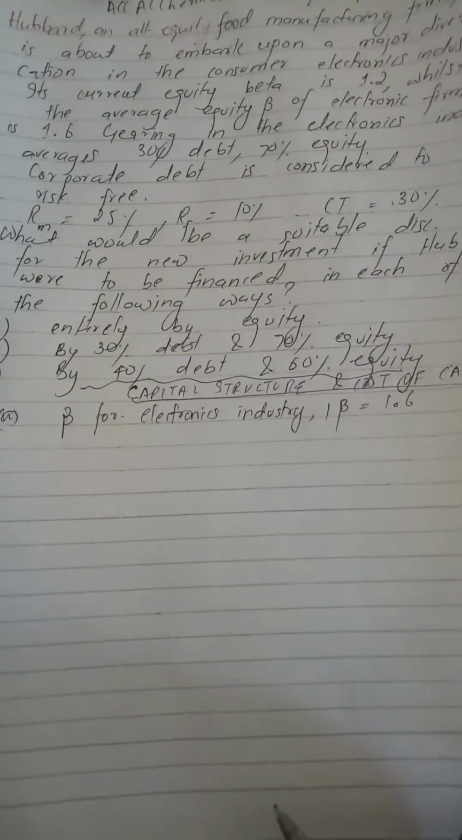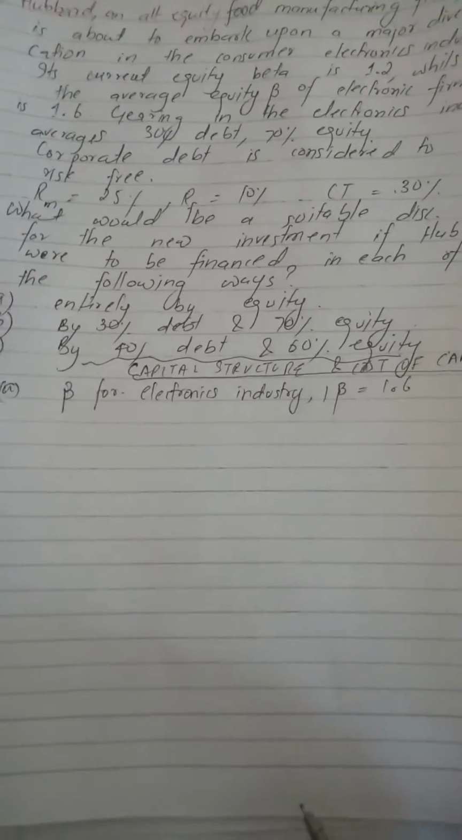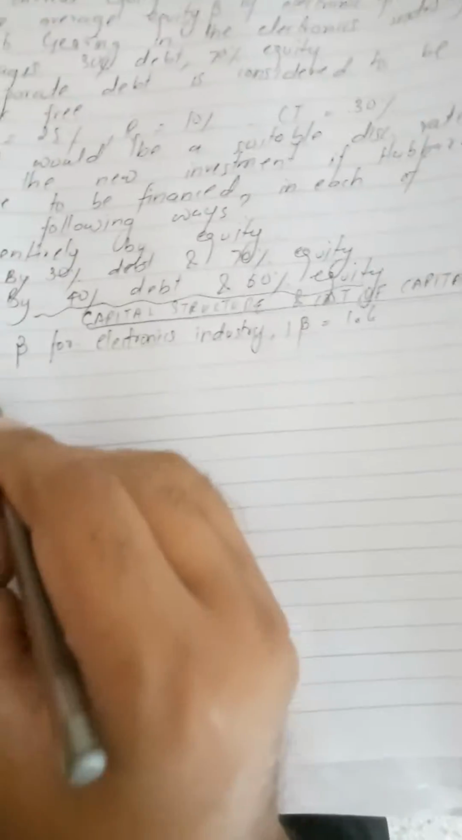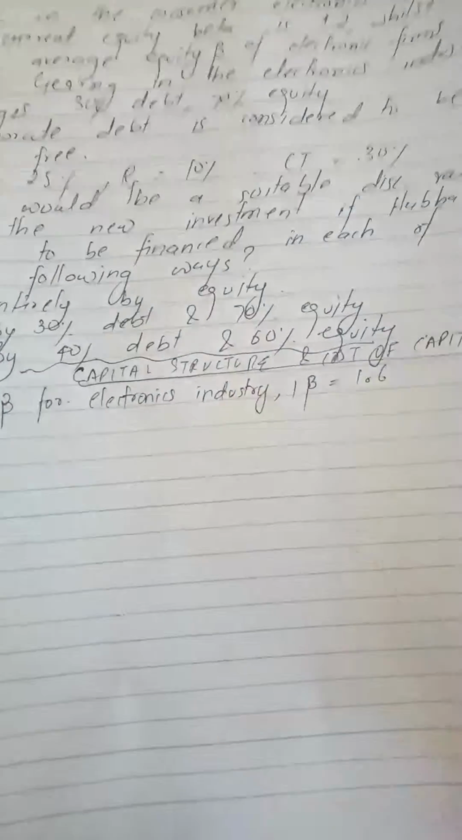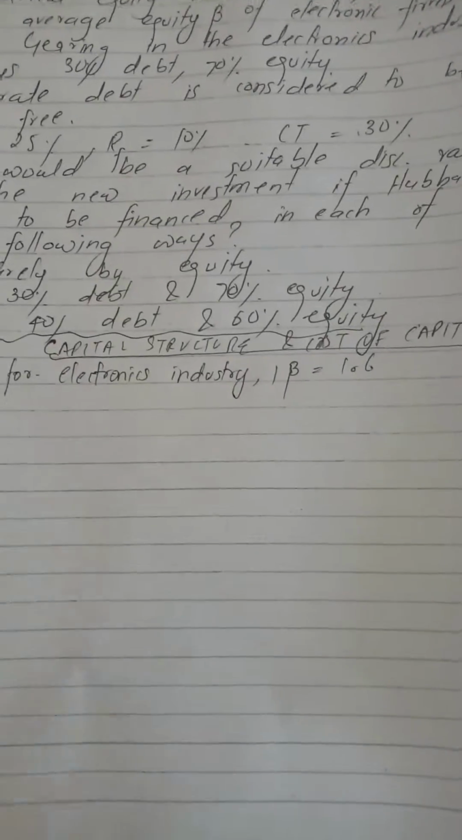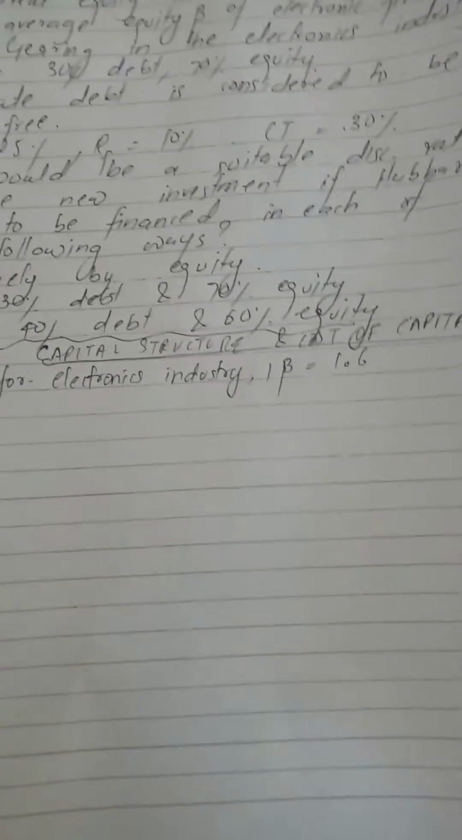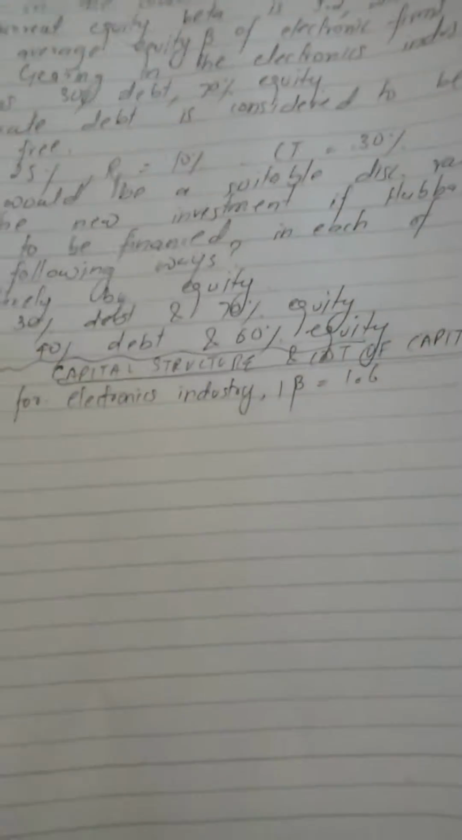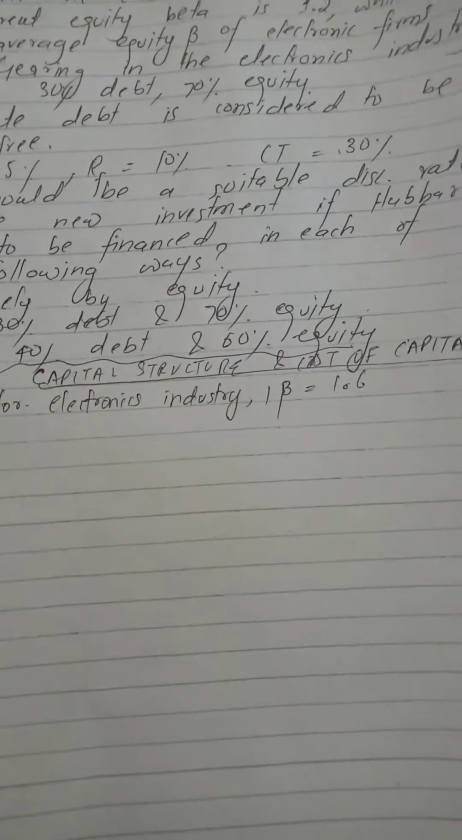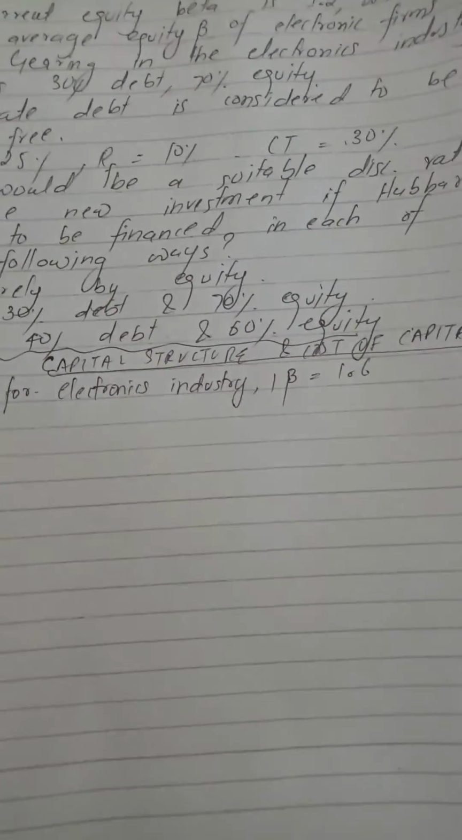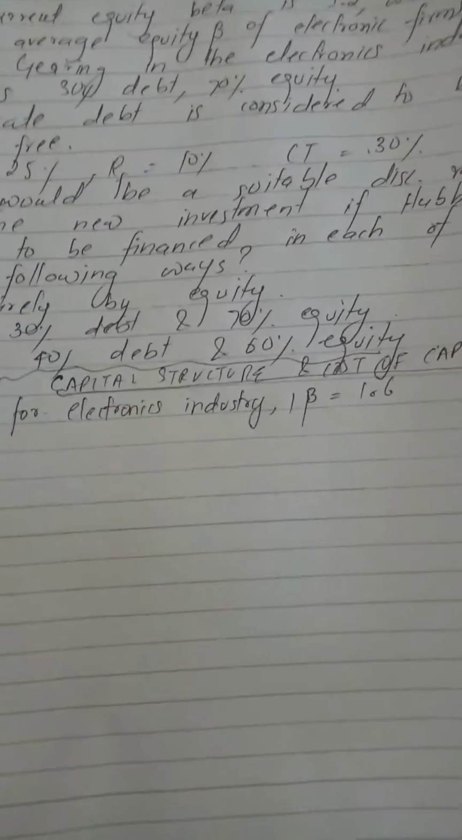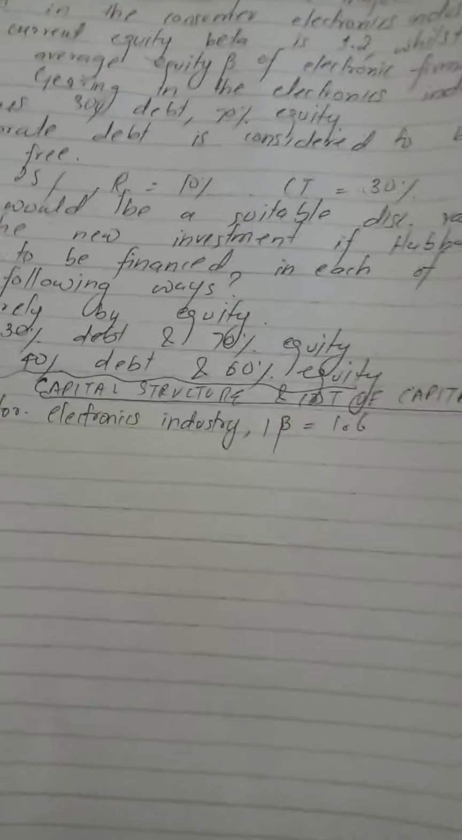So first of all, in part A, what is the beta for the electronics industry? Beta is 1.6. So that would be the project financed entirely by equity. To reflect the business risk of the new venture, we should start with the equity beta of the electronics industry. We first have to ungear, then calculate the cost of equity by the CAPM method, and then we have to calculate the WACC.